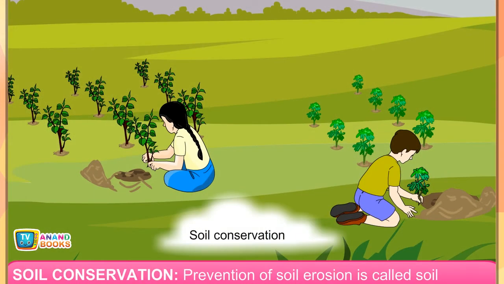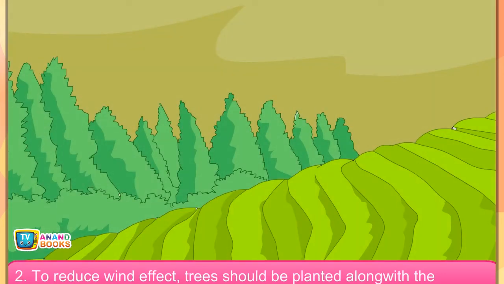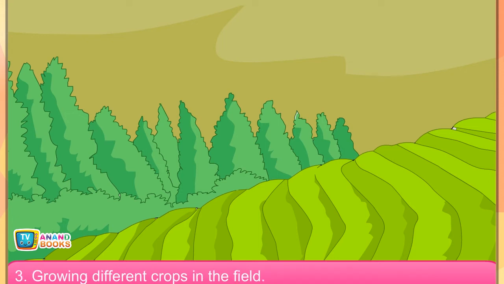Soil conservation. Prevention of soil erosion is called soil conservation. Some methods for conserving soil are: Number 1. Afforestation. Planting more and more trees in all the areas possible. Number 2. To reduce wind effect, trees should be planted along the boundaries of the fields. Number 3. Growing different crops in the field.